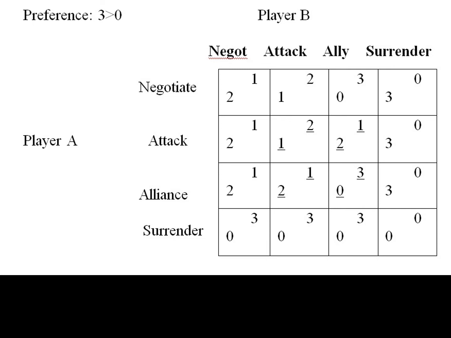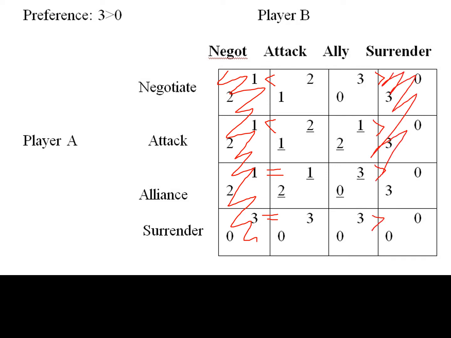So for player B, we could compare negotiate and attack. And we can see that 2 is better than 1, 2 is better than 1, 1 and 1 are the same, and 3 and 3 are the same. So player B would never choose to negotiate because the values in attack are equal or greater. We could also compare ally column versus surrender column, the two strategies of player B. We could say that 3 is better than 0, 1 is better than 0, 3 is better than 0, and 3 is better than 0. So player B would never choose to surrender.